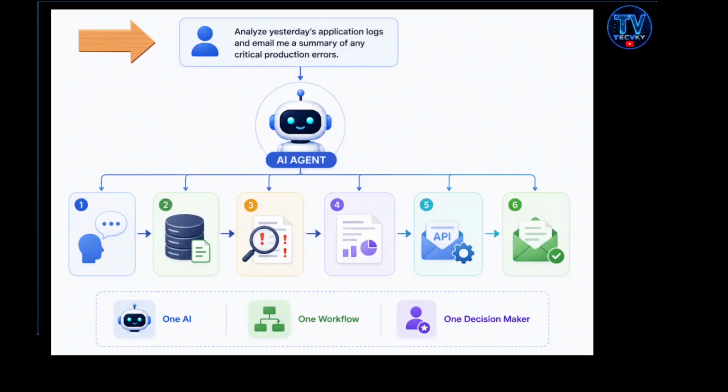Okay, let's discuss a single agent architecture example. Imagine you ask your AI assistant, analyze yesterday's application logs and email me a summary of any critical production errors.